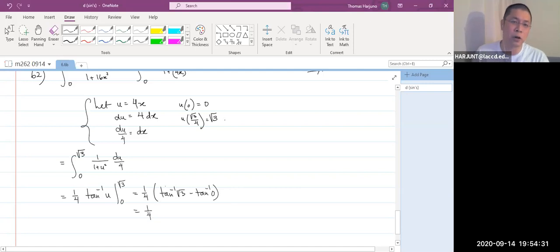Tangent inverse of radical 3 is pi over 3, I believe. And tangent inverse of 0 is 0.